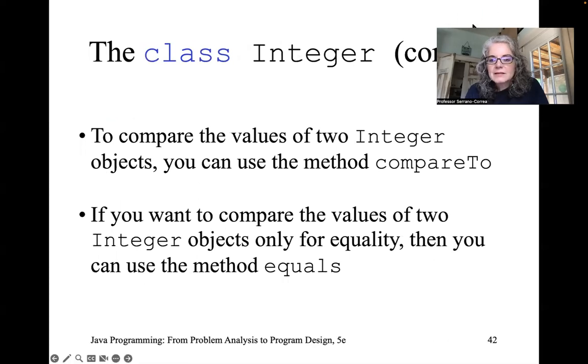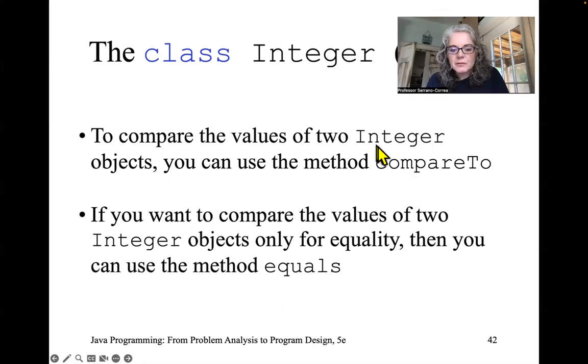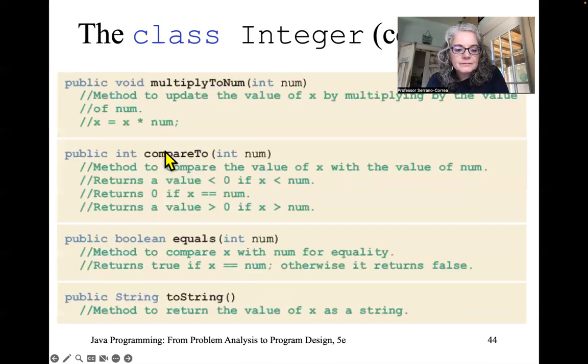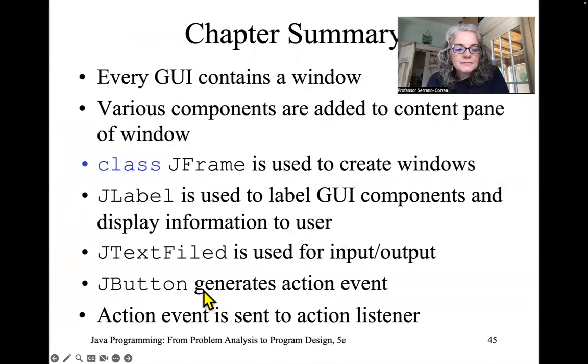Like I said earlier, there are some methods that you can use. I already talked about compareTo. You can compare two Integer objects. equals is just to see if those two objects are exactly equal to each other. And this is the Int class. So the data member is int x. These are some of the things that we can do, the different methods and how we can construct the Int class. These are some other methods that we can use with the class.